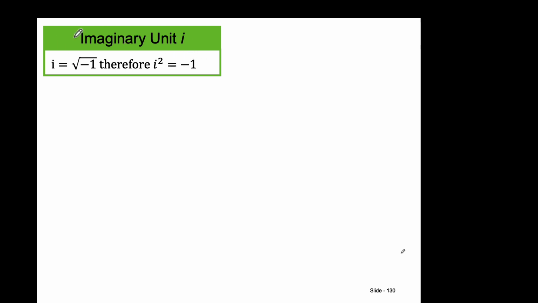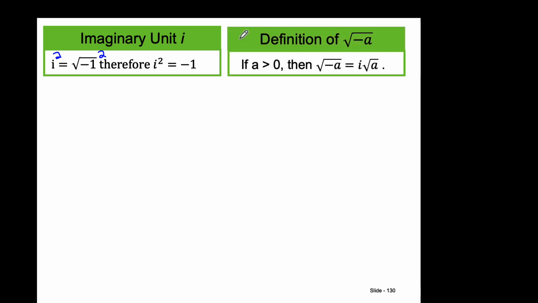So taking it from here to here, just square both sides, and we get a value for i squared being -1. The definition of the square root of -a, if a is greater than 0, so the negative is there, but then this is positive, so we have a negative underneath the radical sign, then the square root of -a is equivalent to i times the square root of positive a. Know how to get from here to here, okay?